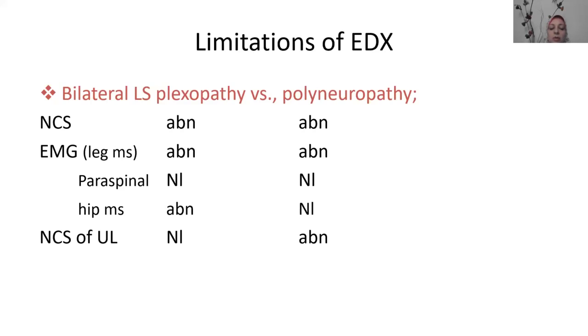The examination of the proximal hip muscles will help in differentiating between both, as it will be abnormal in plexopathy and not in polyneuropathy. Also, by doing nerve conduction of the upper limb, if it is abnormal, it will help us in diagnosing polyneuropathy, and not only plexopathy.